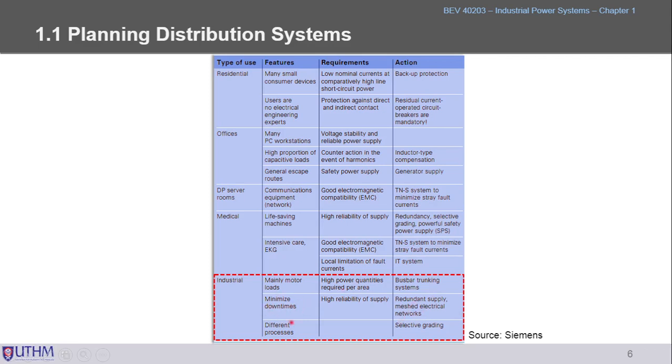Okay, minimized downtimes is very crucial in the IPS. So we try to minimize the downtimes, otherwise it will disturb the production. It will disturb the production. So that's why we try to minimize the downtimes, which is the blackout.